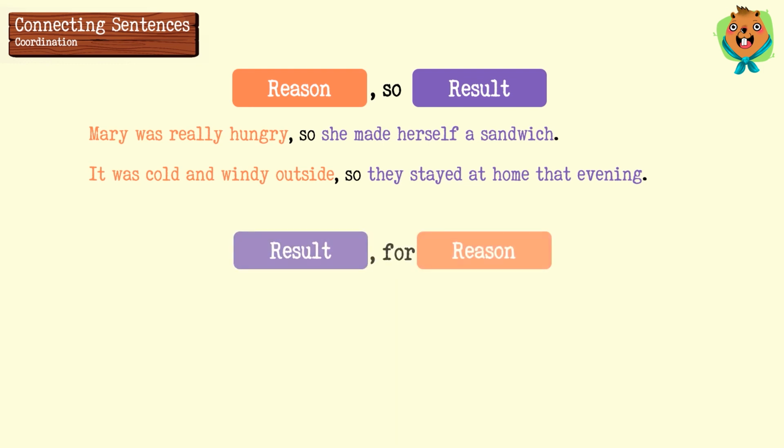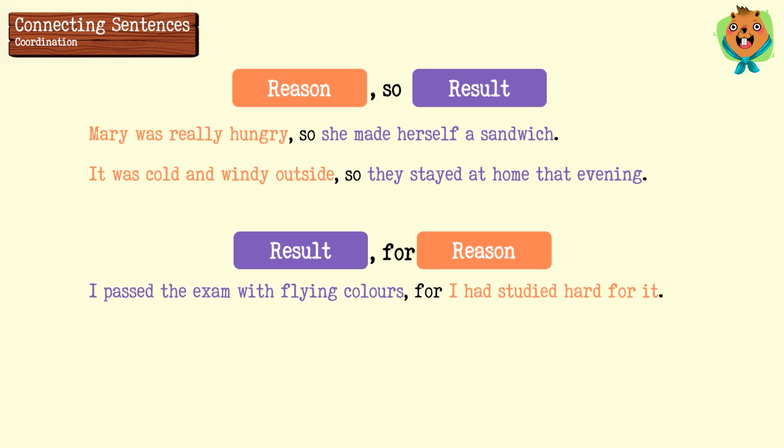Now, some examples for the conjunction for. I passed the exam with flying colors, for I had studied hard for it. The engine wouldn't start, for the battery had died. Notice that in these sentences with the conjunction for, first we're introducing the results, and after for, we're giving the reasons.